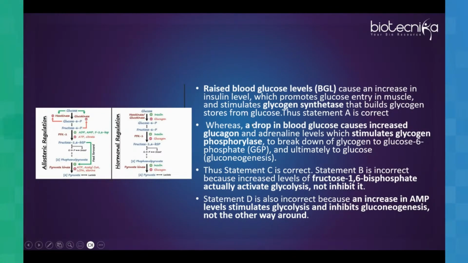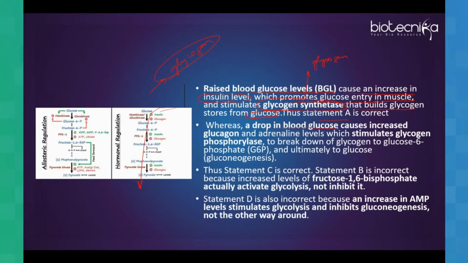Okay, so let's go one by one. Statement A says that raised blood glucose causes an increase in insulin level, which promotes glucose entry in muscle and stimulates glycogen synthetase. So what is glycogen synthetase? It builds glycogen, right? When insulin is there, glycolysis will happen so that glucose is utilized. On the other hand, glucose can be stored also. It can be made into glycogen. When excess food is there with us, what do we do? Some we will utilize, some we will store for later. So that's what the body does, and that builds glycogen stores from glucose. That's why statement A is correct.